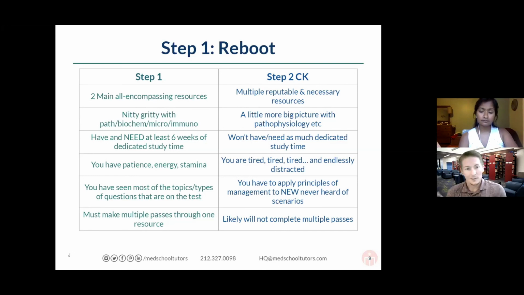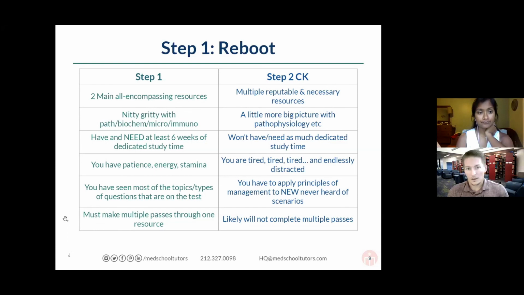It's worth pointing out that step 2 CK is probably impossible to cover all the material multiple times before you sit down and take the exam, especially with the timeline that we have until ERAS eventually opens up. So if you were one of the students who had multiple passes through step 1 material, we might have to pull back on that kind of strategy. For step 2 CK, getting through what we can and leaning on the areas that we're weaker on to study more is going to be the stronger, more efficient strategy, more doable with the limitations and time that you have left.